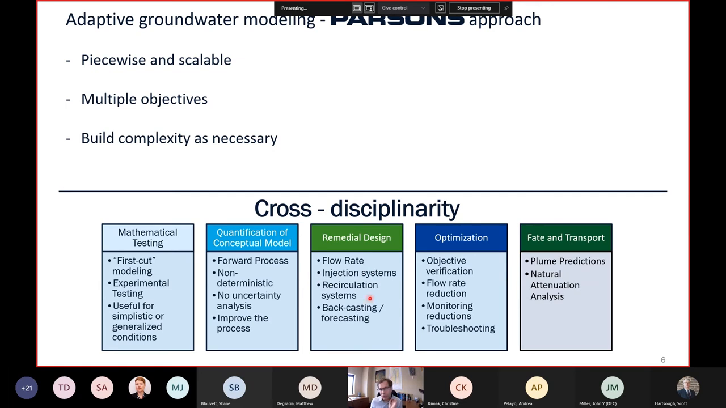A lot of that's applicable to these two presentations that we're doing this month and next month, in terms of using mathematical models to really help understand and help optimize a remedial design and or a pilot test. We use them throughout optimization.